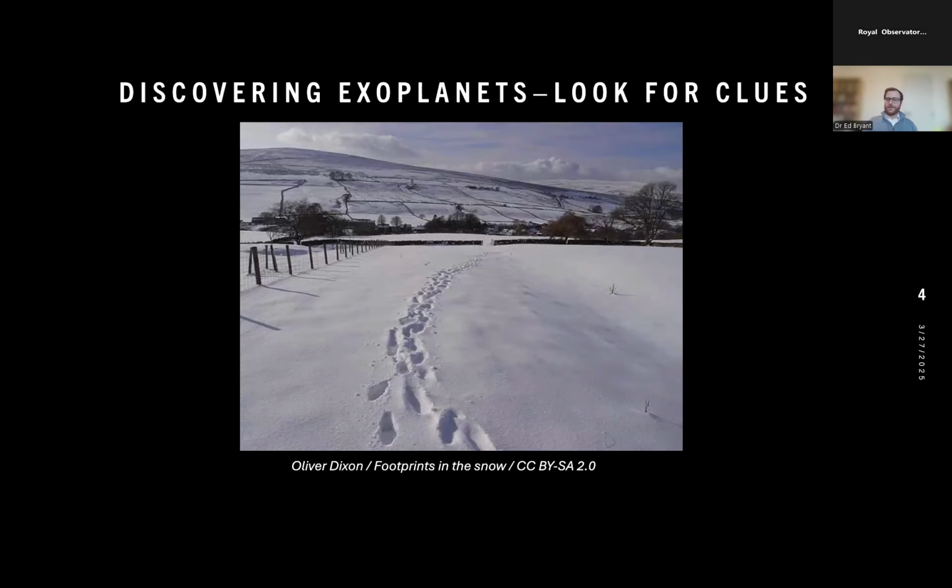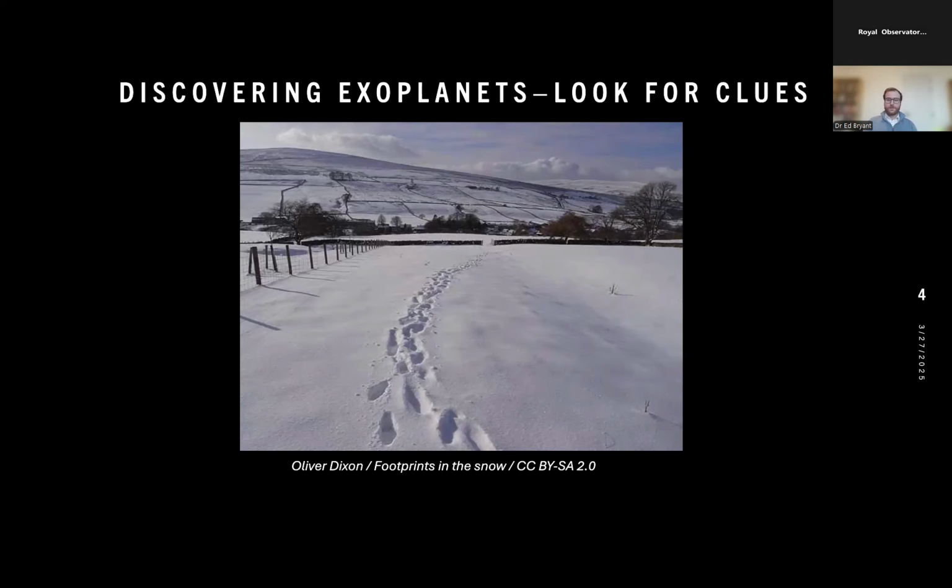The reason I'm telling you this is because you can tell an awful lot about what happened here based on the impact the person left on the environment. You can't see the person, but you know they were there. And we use similar methods to find exoplanets. We can't see them themselves, but we can look at the impact they have on their environment, or in the case of planets, their host star.